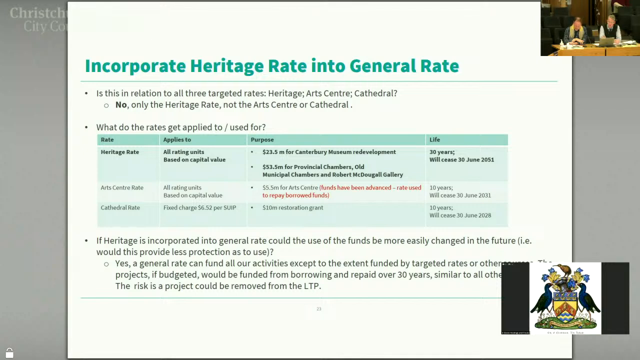The third question, if they were incorporated into the general rate, does that, I guess, put the projects at more risk? Would it be easier to say, no, we're no longer going to do this? And I think the answer to that is yes. The purpose of a targeted rate is to collect an amount of money that effectively commits you to spending that money on that project. Having said that, they haven't yet been started, so they're either in the budget or they're not. The presence of a targeted rate provides discipline, but it also provides a degree of risk that if you decide not to do it, it becomes difficult whether we need to refund some of the targeted rates that have been collected in the past.